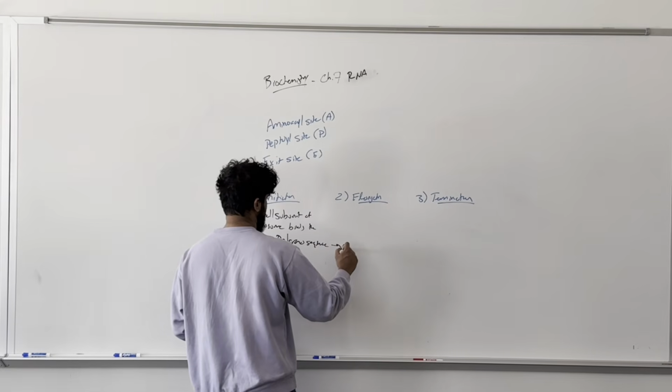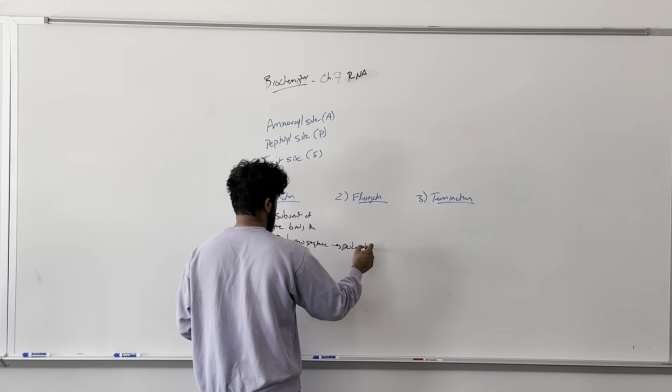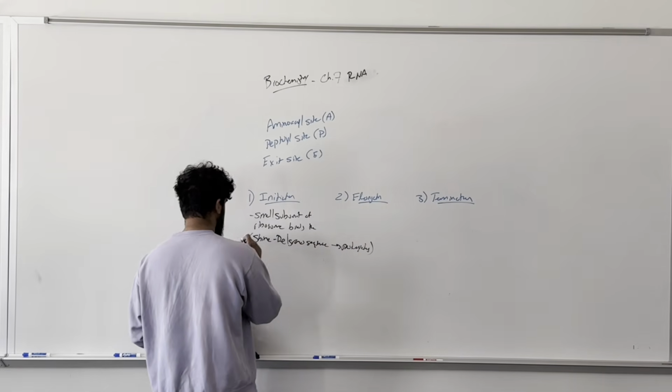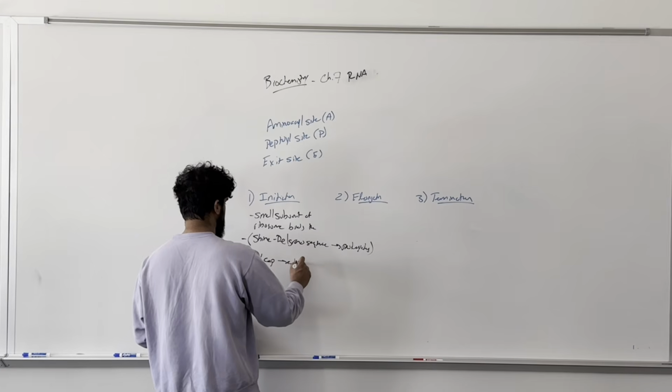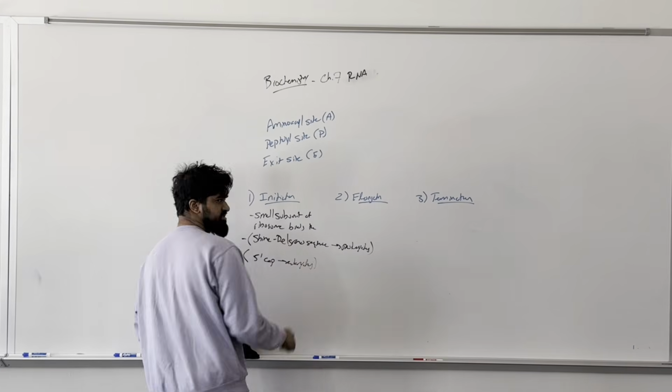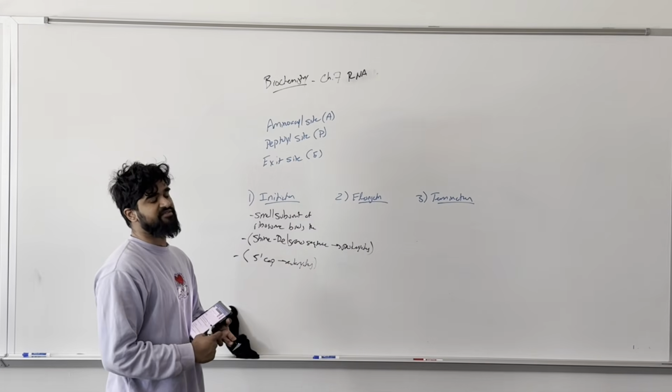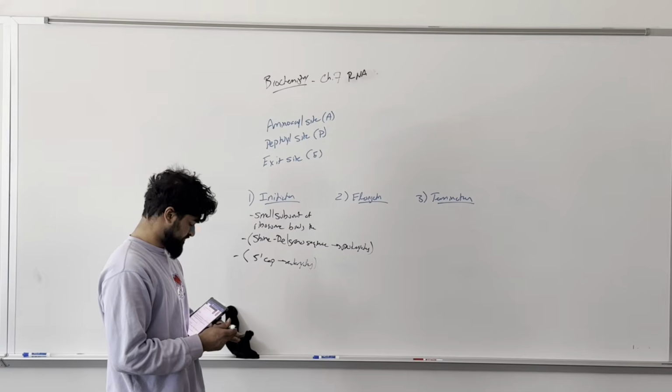And this is in prokaryotes. So this is in bacteria. Or the 5' cap in eukaryotes. Remember that prokaryotes don't have that post-transcriptional modification, so they can't have that 5' cap.